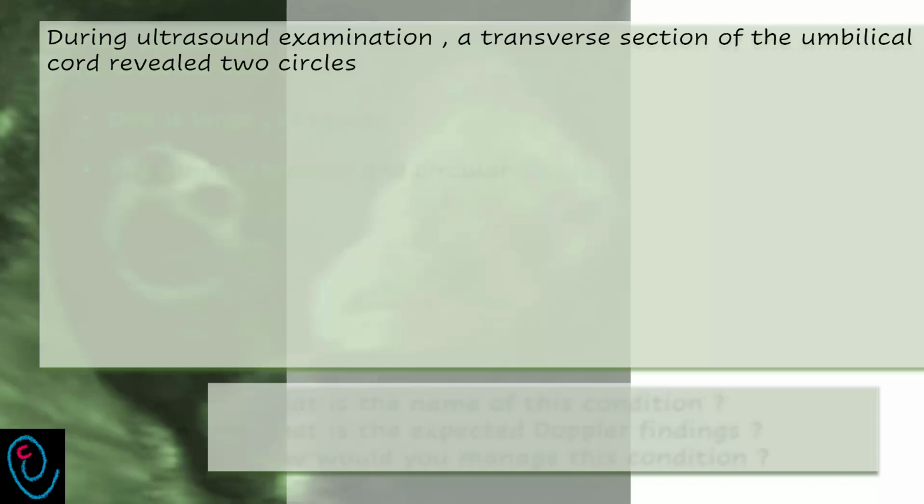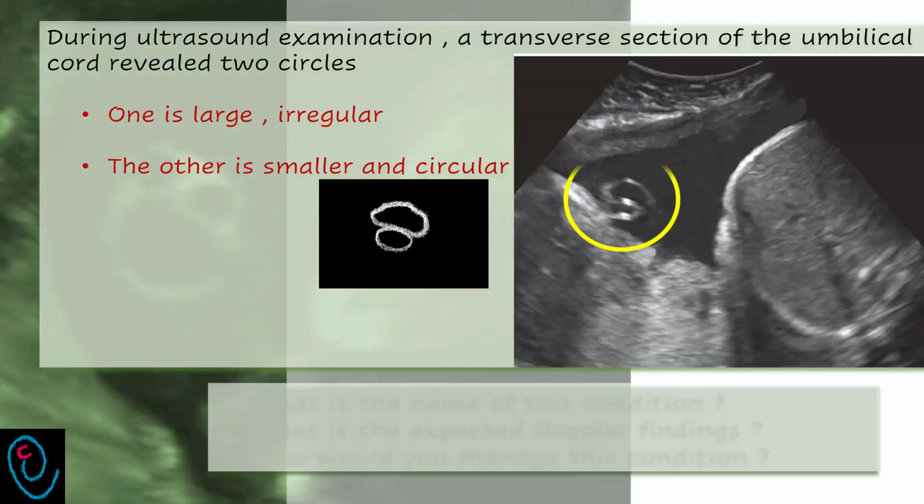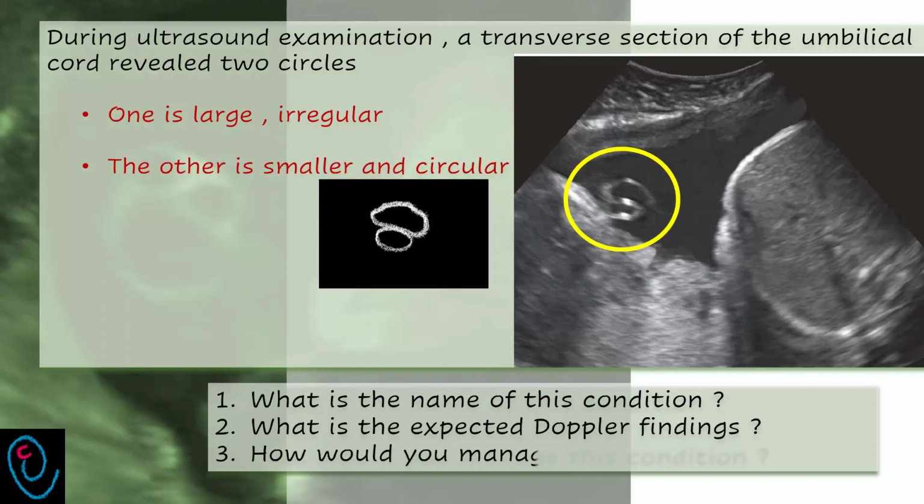During ultrasound examination, a transverse section of the umbilical cord revealed two circles. One is a large irregular circle, and the other is smaller and circular. What is the name of this condition? What is the expected Doppler finding? How would you manage this condition?